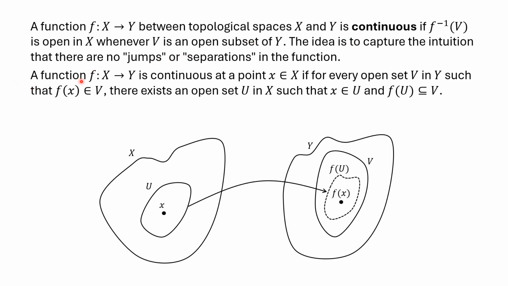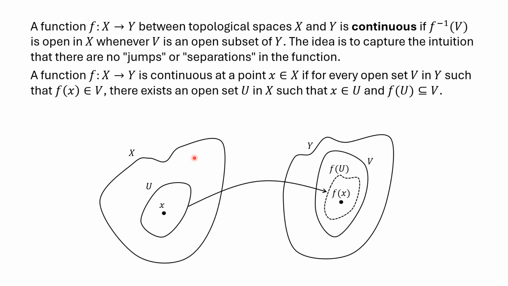We also have continuity at a point. Again, we have a function from a topological space X to a topological space Y, and it's continuous at a point x if for every open set V in Y such that f of x is an element of V, there exists an open set U in X such that x is an element of U, and then f maps U into V. So quite a mouthful here.